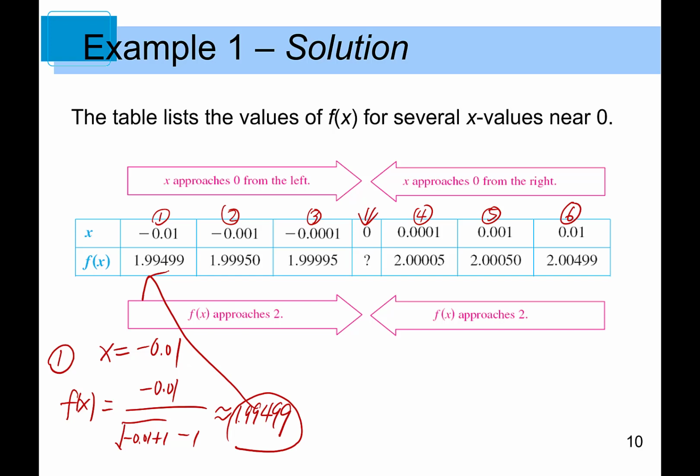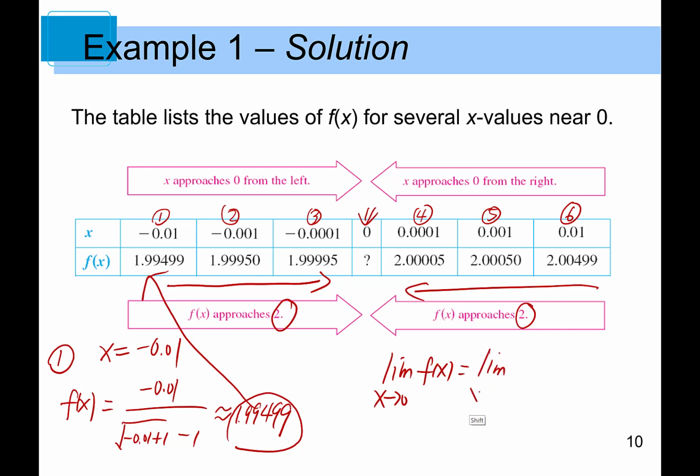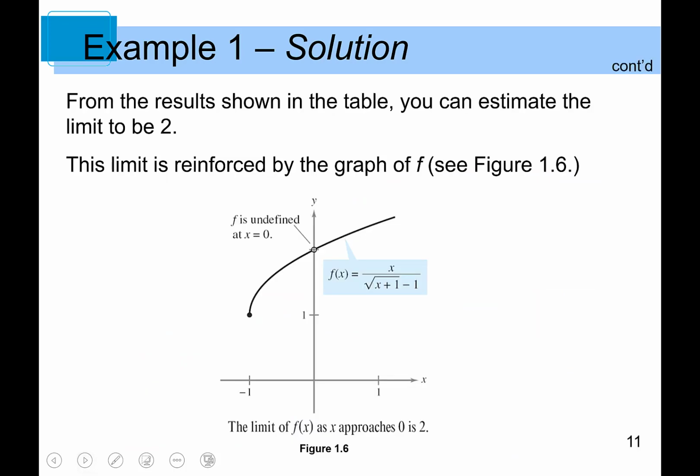So now let's take a look at the left-hand behavior. As you can see, the number is getting close to 2. And on the right-hand side, similarly, the number is getting closer and closer to 2. So we should be confident that when x approaches 0 from the left and right-hand side, the limit of f of x, which in this case is x over the square root of x plus 1 minus 1, will be 2. From the table, we can come to this conclusion. From the result in the table, you can estimate that limit to be 2.